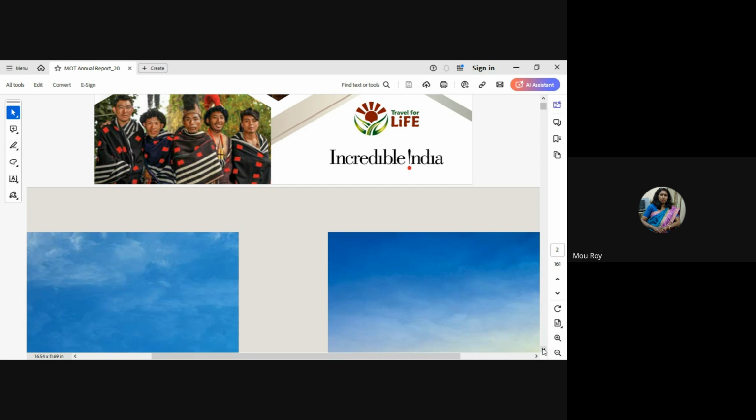Each state has their own tagline. I'll tell you Odisha's tagline: India's best kept secret. Odisha's tagline is India's best kept secret. So each state has their own tagline.